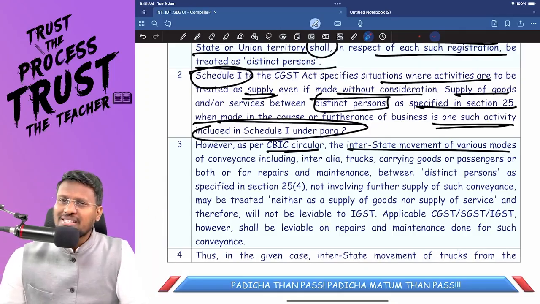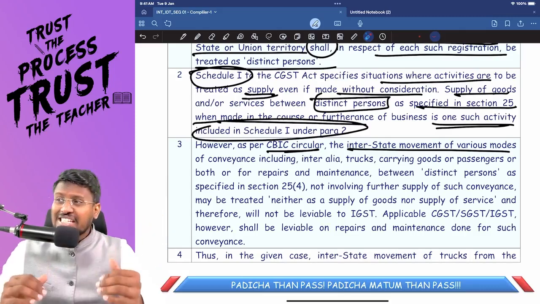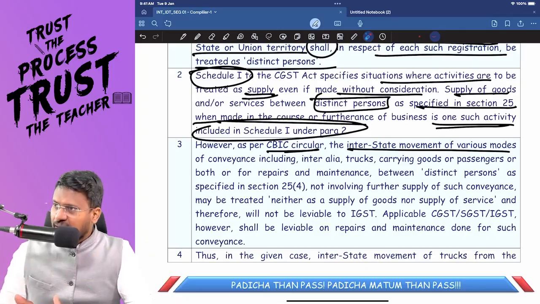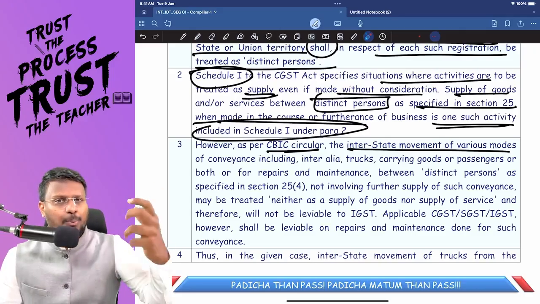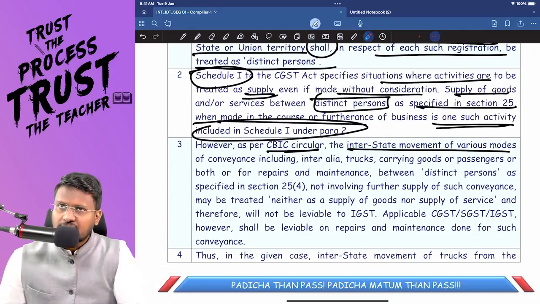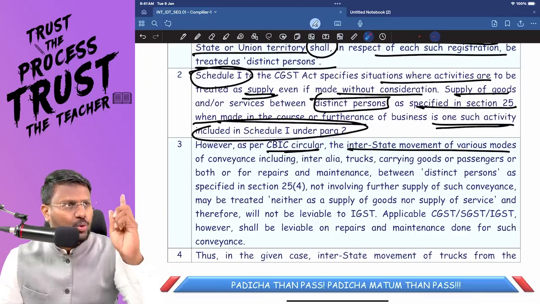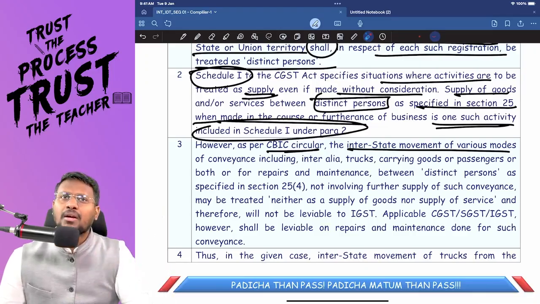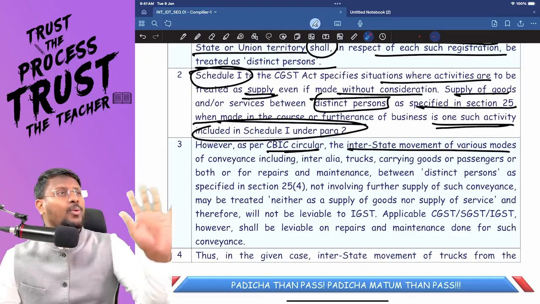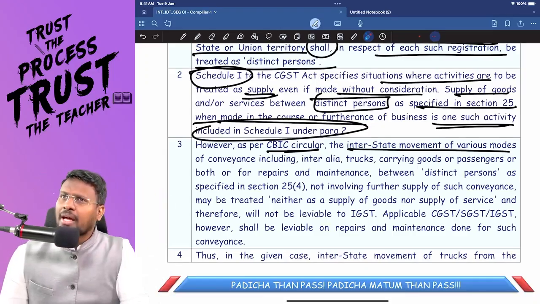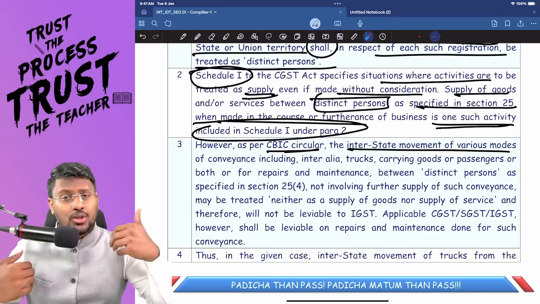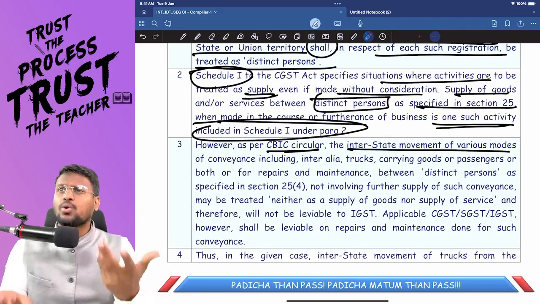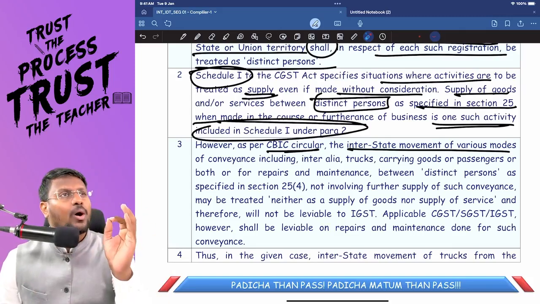That means we are not selling the lorry. Sir, the lorry is just moving from one state to another state between the deemed distinct persons under Section 25 subsection 4, just to provide the services. That will neither be treated as supply of goods, nor supply of what? That means for that lorry, no need to pay GST. But inside that lorry, you are having goods. Inside that lorry, service is there. If you provide goods out of that lorry, service out of that lorry, that will be liable to what?